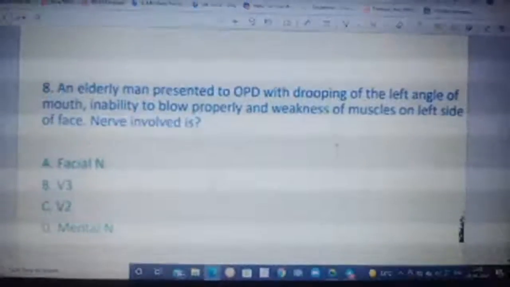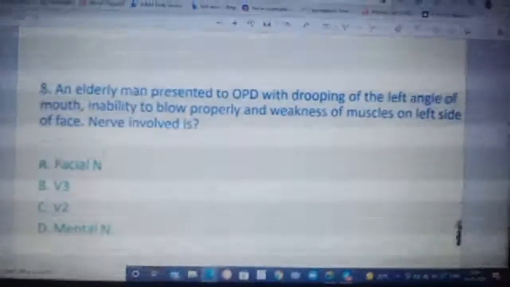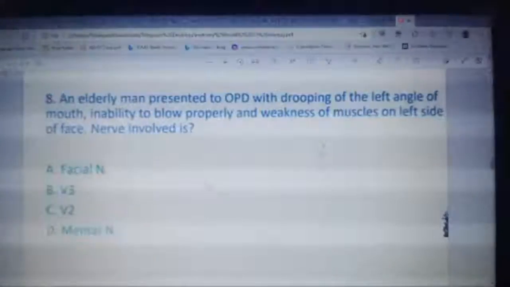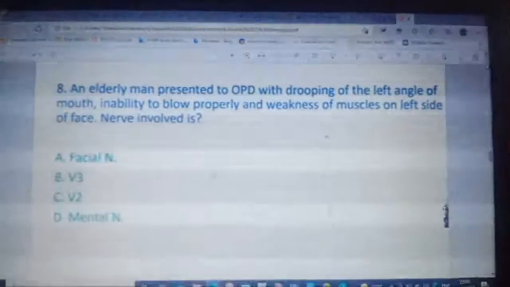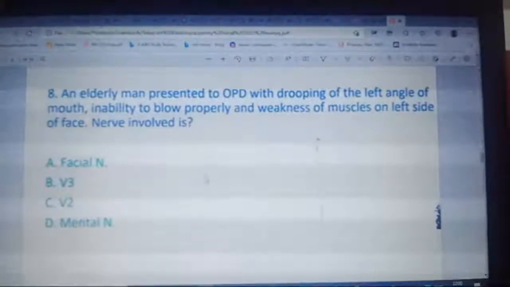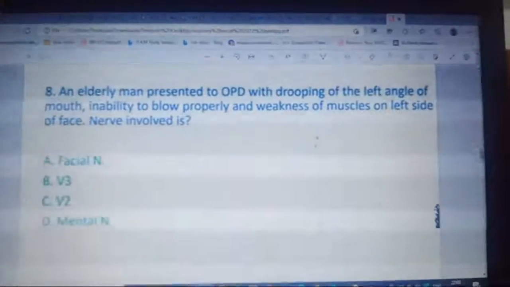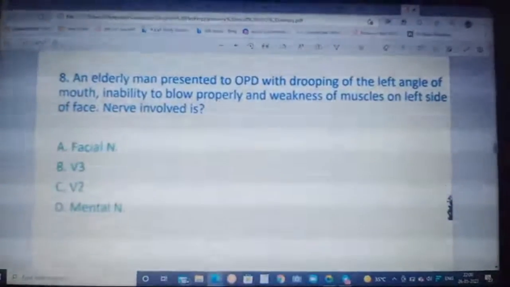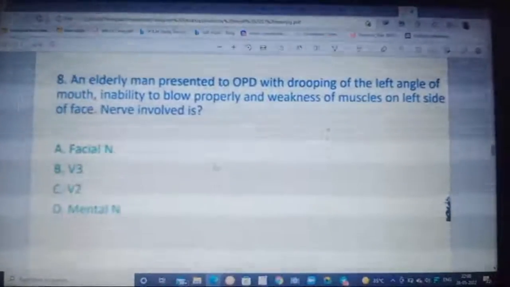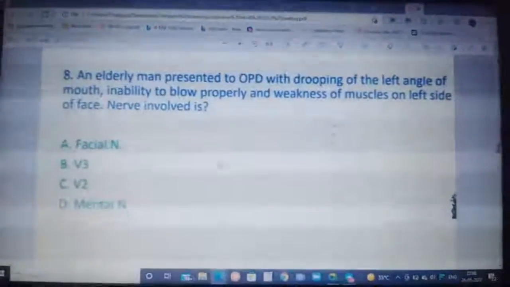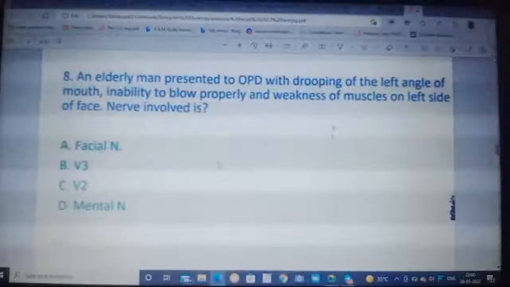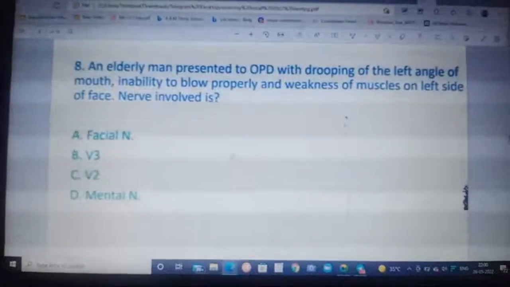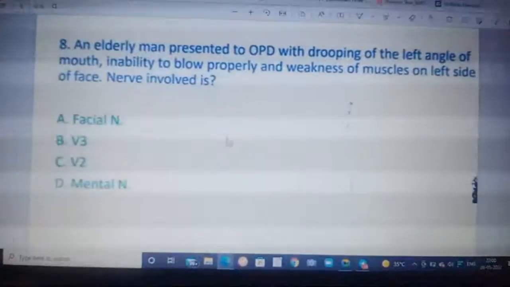Then an elderly man presented to the OPD with drooping of the left angle of the mouth, inability to blow properly, and weakness of the muscles on the left side of the face. Now these muscles used for blowing the mouth, the buccinator, and the muscles causing weakness of the left side of the face, like zygomaticus, masseter and all, are supplied by the facial nerve. So the answer here will be facial nerve. Okay. Also, drooping of the left angle of the mouth is seen, and dribbling of saliva is also seen, which involves the muscles supplied by the facial nerve. So the answer will be facial nerve.